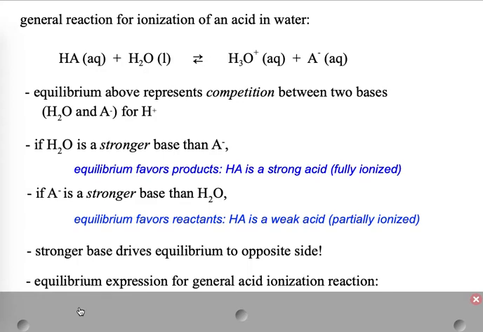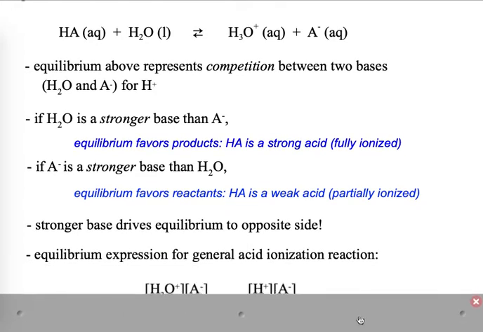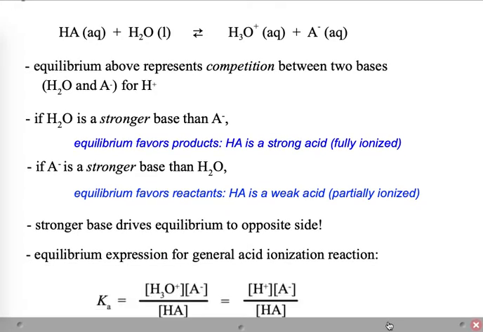And we can write an equilibrium expression for our generalized acid ionization reaction, which is as follows. Ka is equal to the product of the hydronium ion concentration and the conjugate base concentration over the concentration of unionized acid. And once again, we can always abbreviate the hydronium ion as just H+.